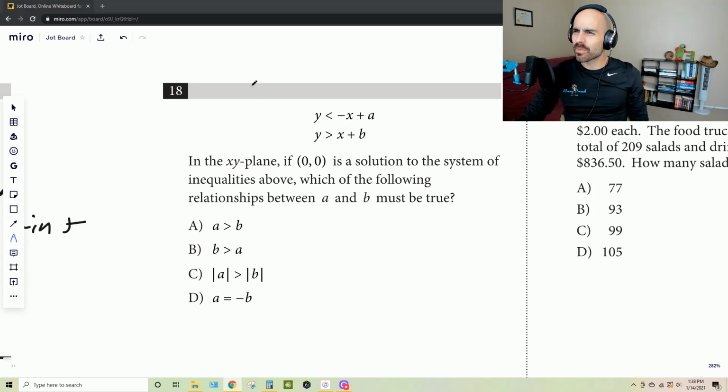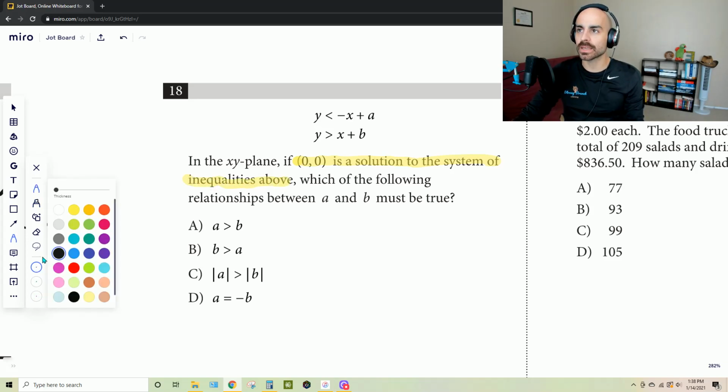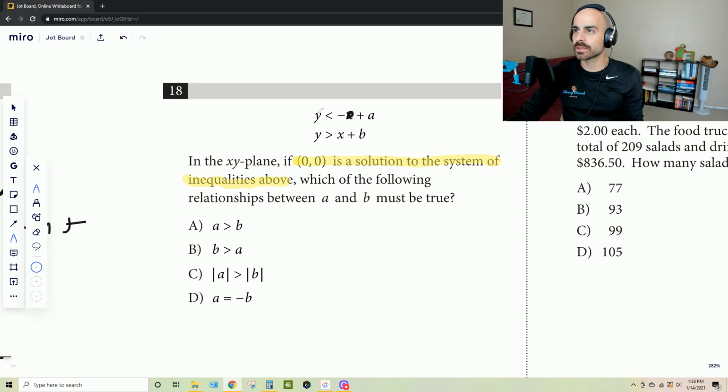Okay, so this is a problem that can sound a bit confusing at first, but if we take it piece by piece, it definitely simplifies. In the xy plane, if (0, 0) is a solution to the system of inequalities above, what that means is that if we plug in 0 for x and 0 for y, it's a true statement. Which of the following relationships between A and B must be true?